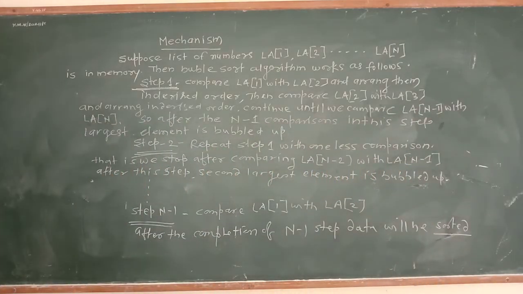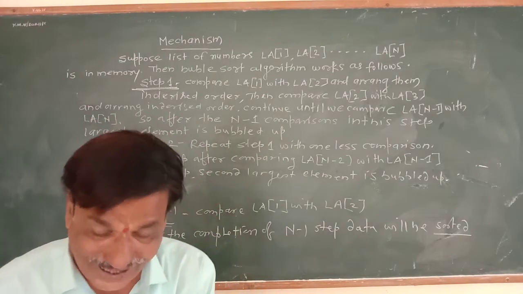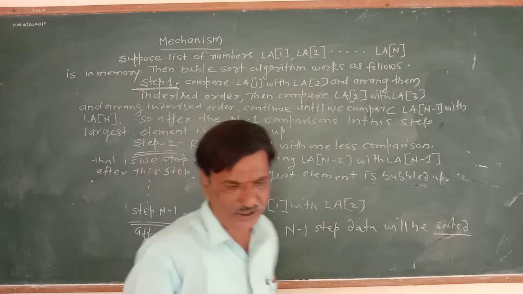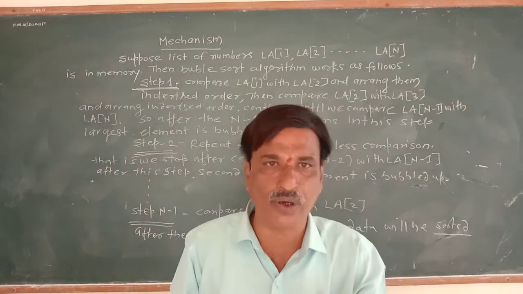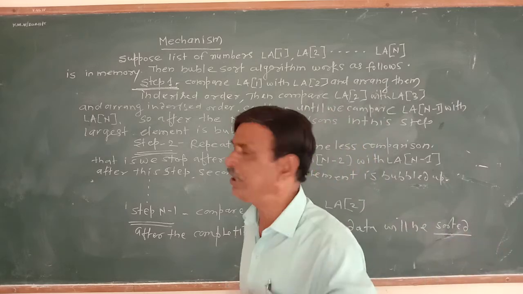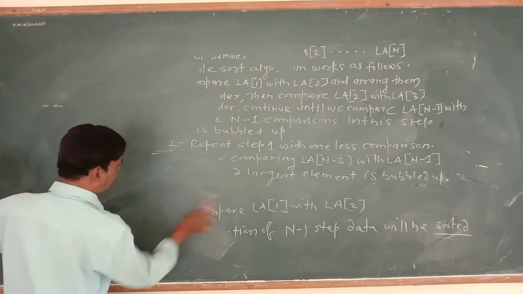Now we are going to see the algorithm. In the examination, you have to read the question carefully whether the mechanism is asked or the algorithm. Some students get confused: when the question asks to write down the algorithm, they write the mechanism, and if the mechanism is asked, they write the algorithm. So read the question carefully, don't forget. Okay, we'll see the algorithm now.